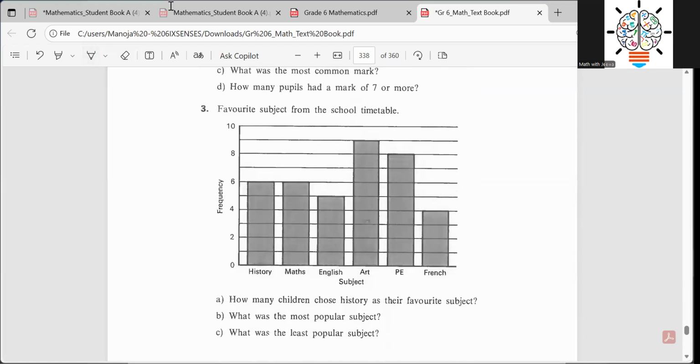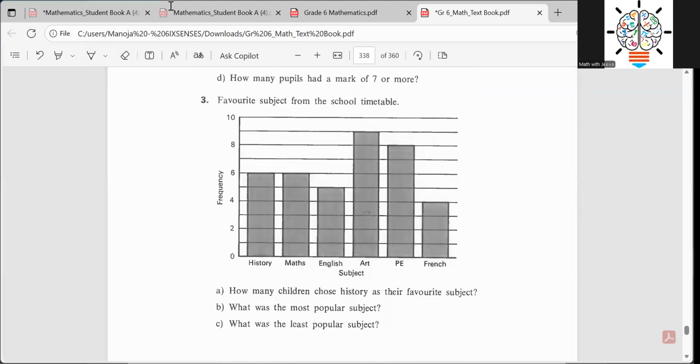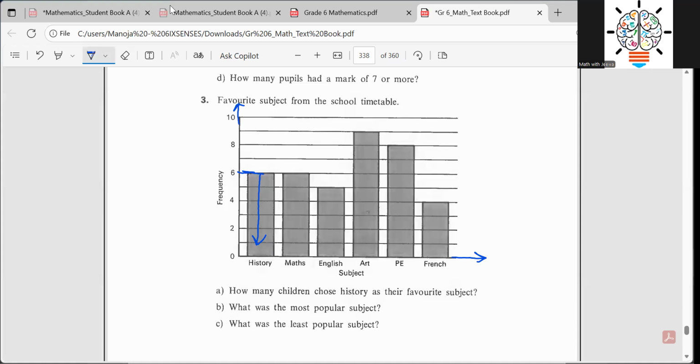So then the next one, you just see how many children chose history as their favorite subject. You should be able to understand that on this side we have the name of the subject, and on this side we have the number of students, the frequency. How many children choose history as their favorite subject? 6. You can see, this is history, 6 students. What was the most popular subject? The tallest one we should find. So this is the most popular one, that is art.